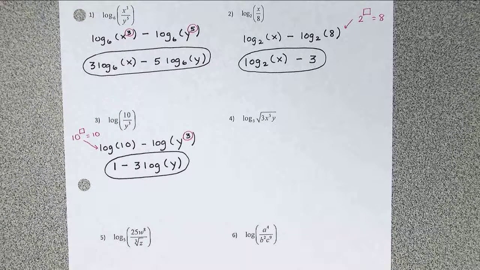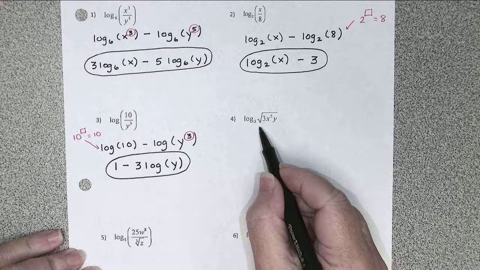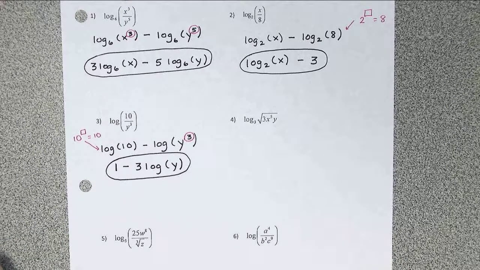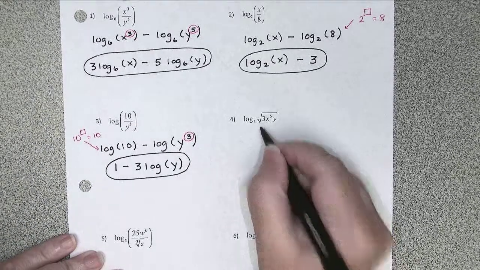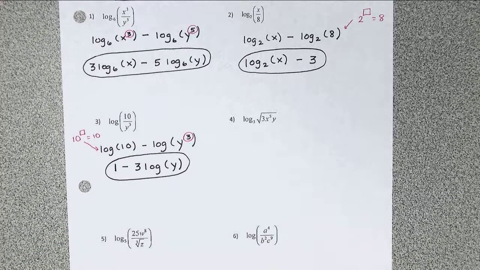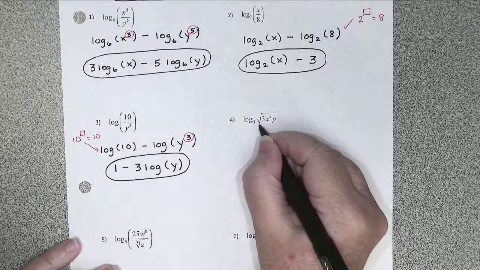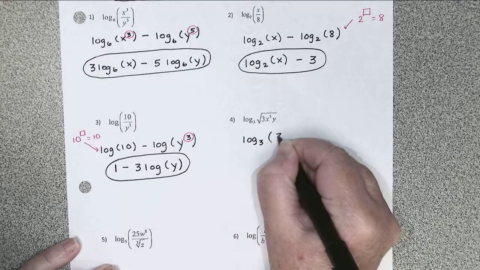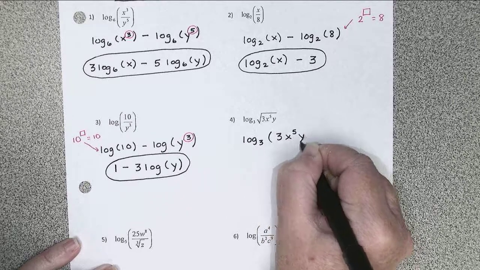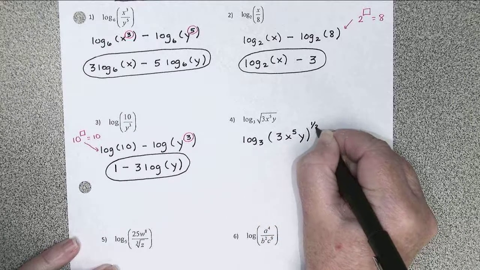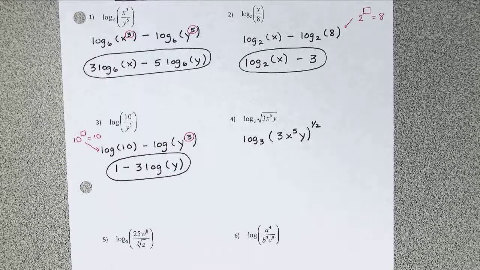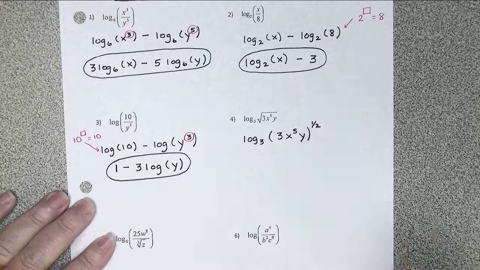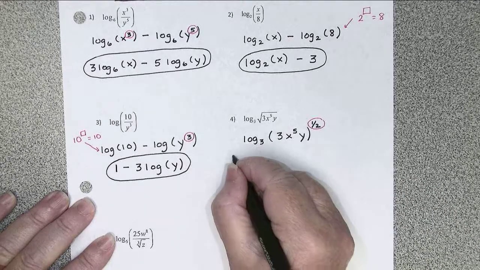All right, in number 4, I have a square root on this entire thing. When I see that, I think, well, square roots are really 1/2 powers. And since I'm working with power properties, it would be a good idea to rewrite this as that 1/2 power. I can now say, yeah, that's great. I got a power property. Let's take that 1/2 and let's bring that down as a multiplier in front of the log.